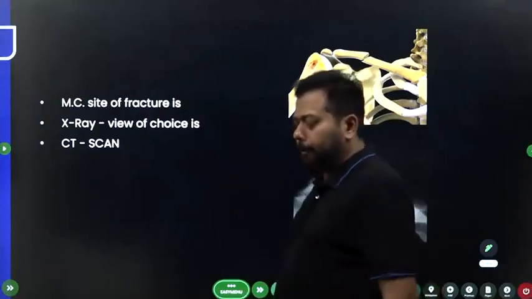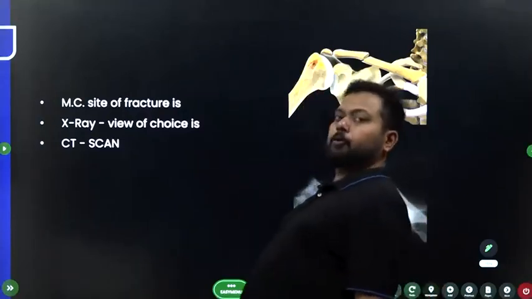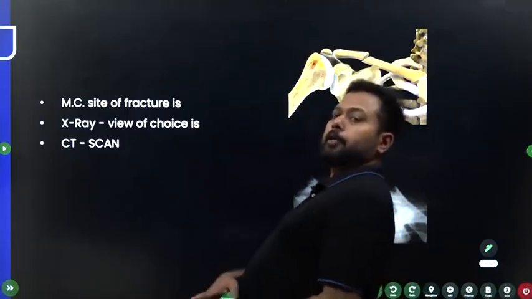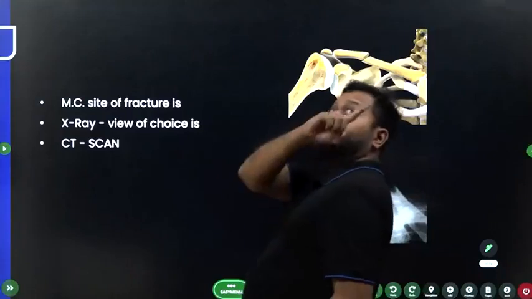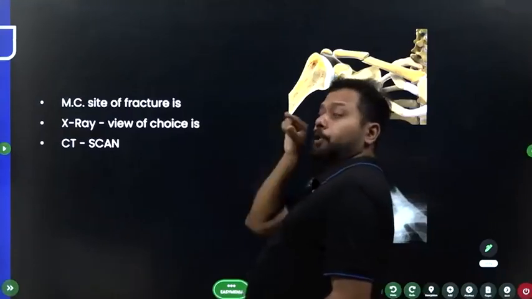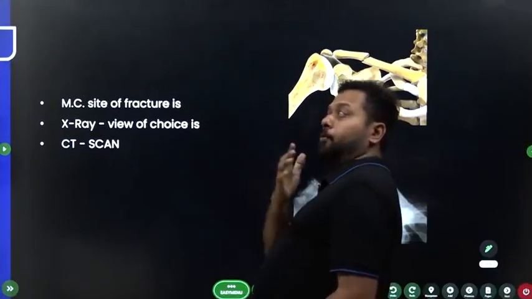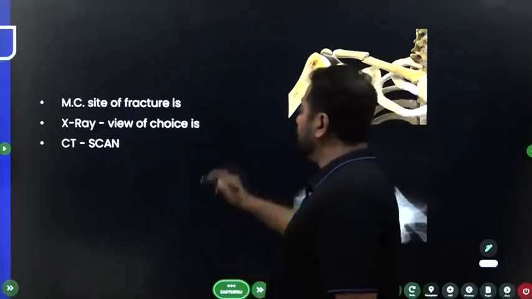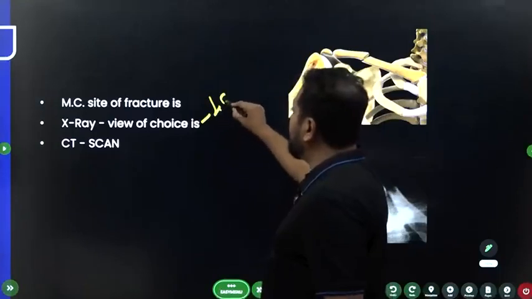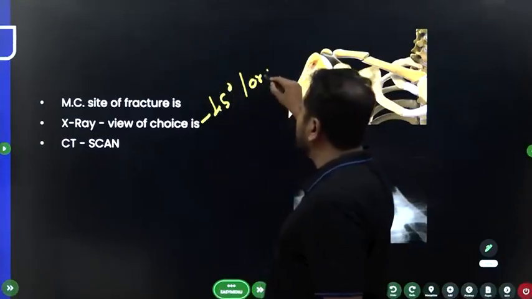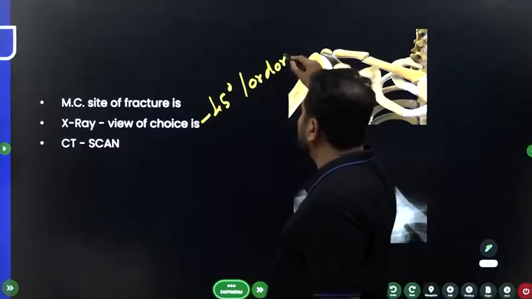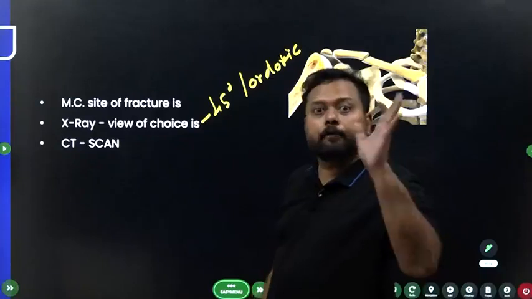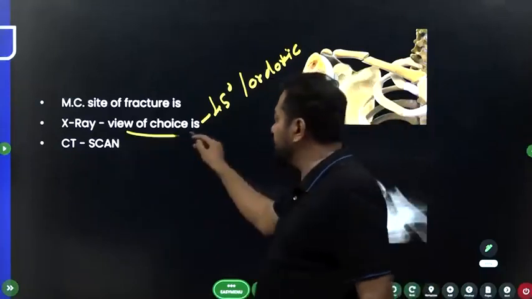You make the patient bend like this. Go for lordosis, 45-degree lordosis. Keep the film here. Pass the beam from above. It will pierce the clavicle. The S-shaped bone, the full bone is seen very easily like this. So, this view is called the 45-degree lordotic view. That is the view of choice.